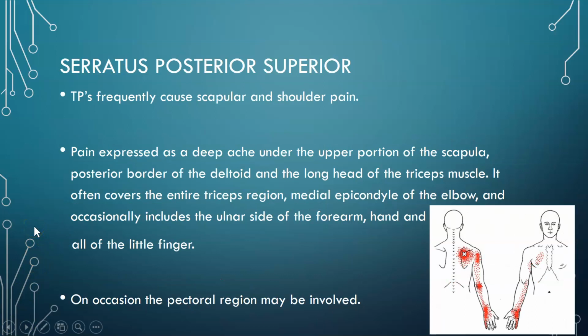Serratus posterior superior. Now we're heading relatively deeply into the layers of the back. So we're looking at a muscle that finds a very close attachment to the rib cage. Trigger points here frequently cause scapular and shoulder pain. The pain can be expressed as a deep ache under the upper portion of the scapula, the posterior border of the deltoid, and the long head of the triceps muscle. It often covers the entire triceps region, the medial epicondyle of the elbow, and occasionally includes the ulnar side of the forearm, hand, and all of the little finger. On occasion, you can get some discomfort here in the pectoral region.